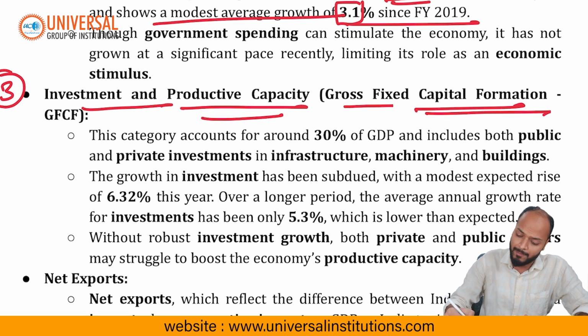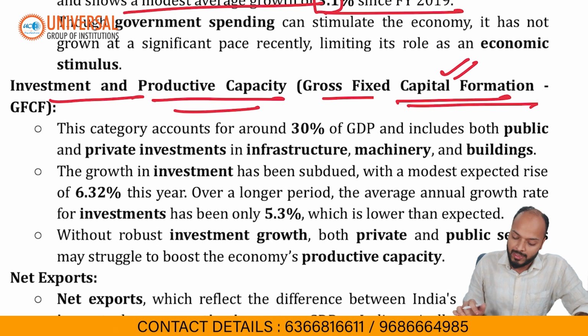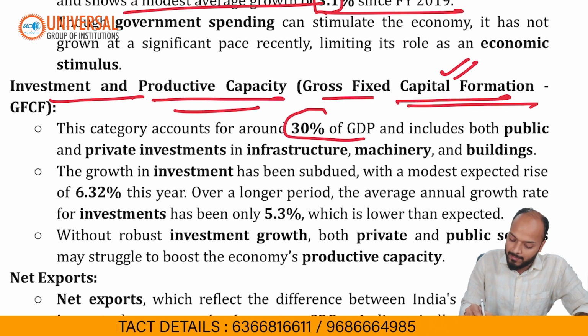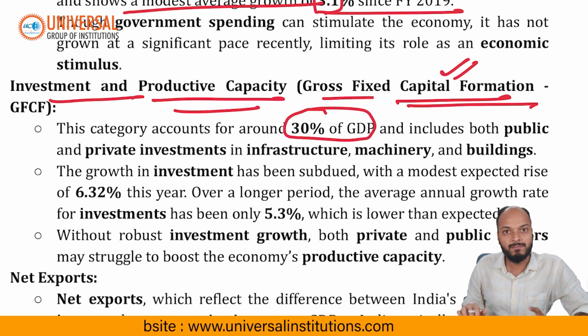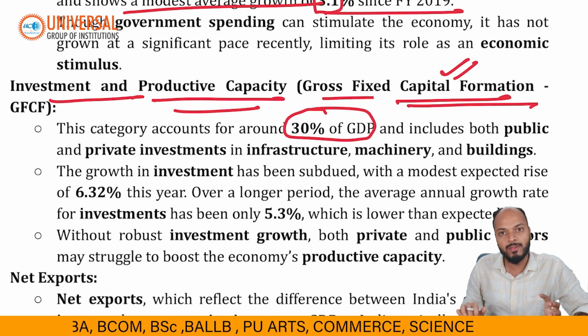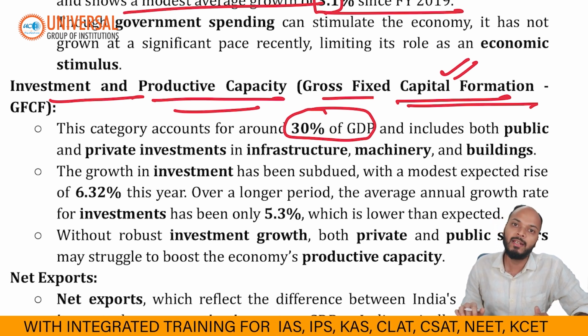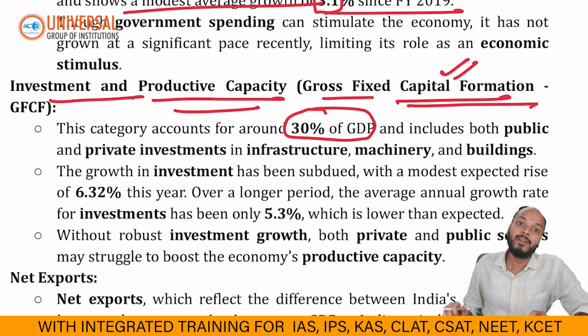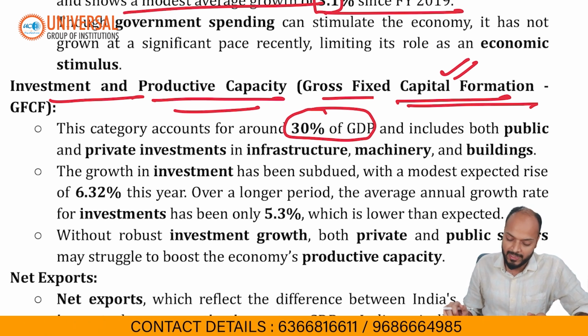So capital expenditure is the third component of GDP. Now this amounts to nearly 30% of GDP. So we have seen that the first component, that is private consumption, amounts to nearly 60%. Then government spending on consumption is nearly 10%, and the investment expenditure is nearly 30% of GDP's contribution.